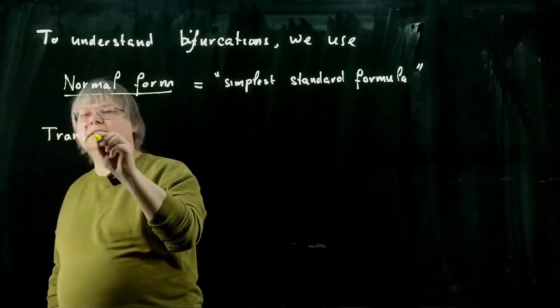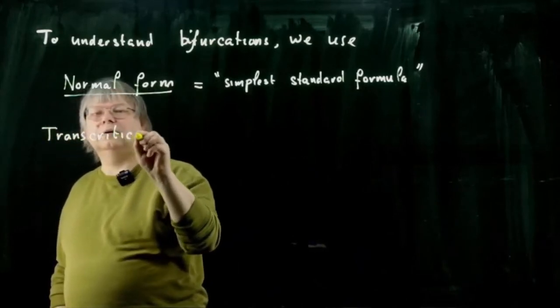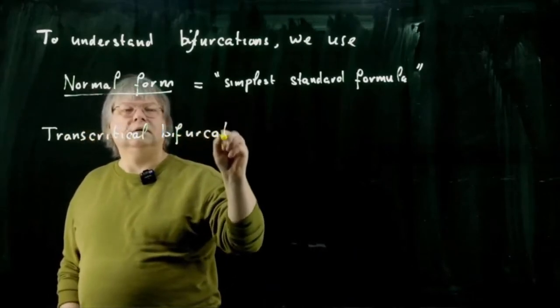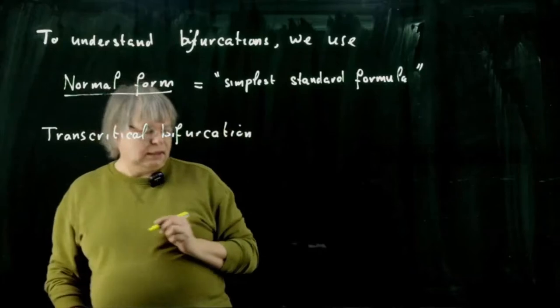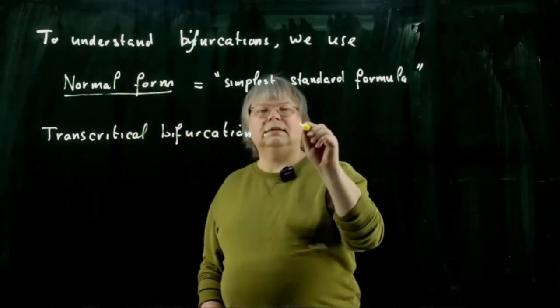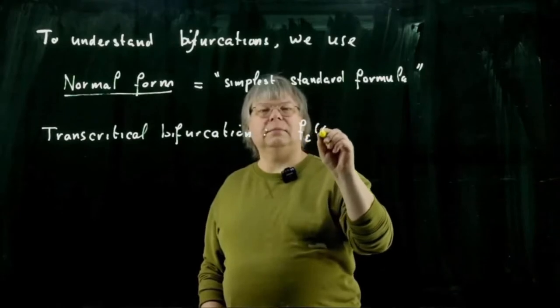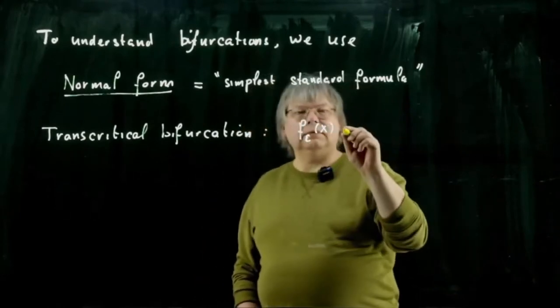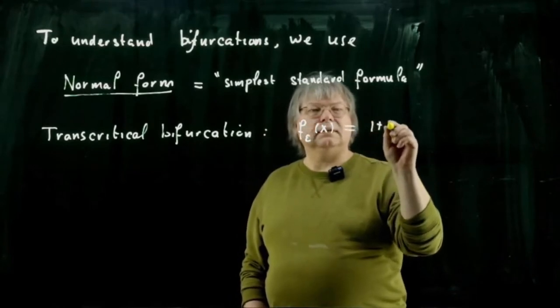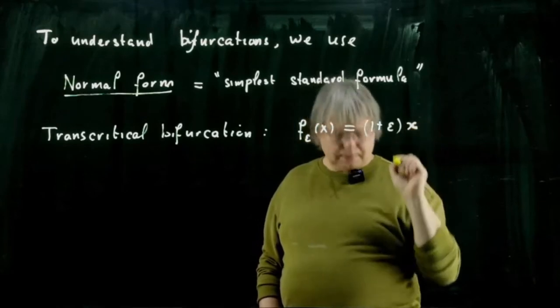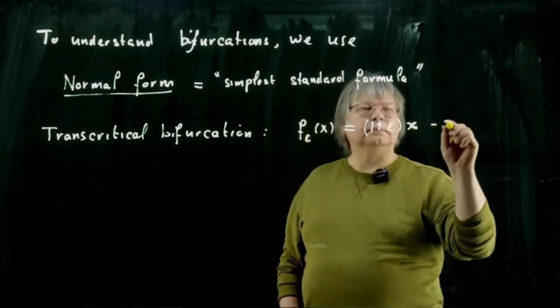That is the transcritical bifurcation. And there, the normal form is this. So we have this map. And all we need to do is use this formula. Minus x squared.